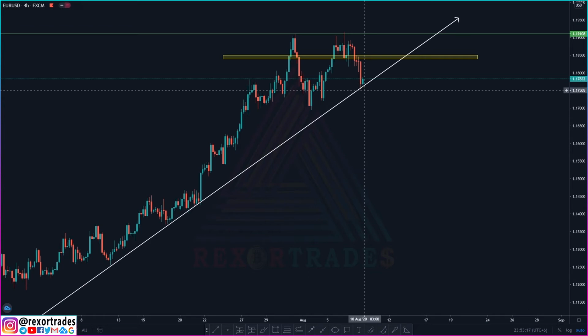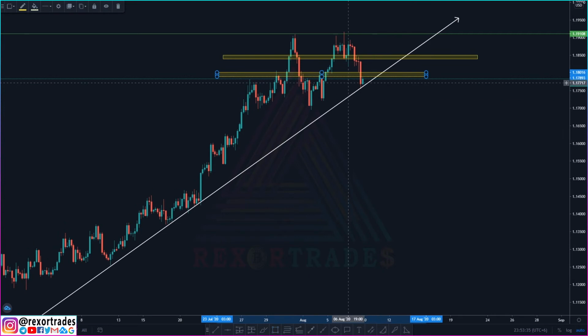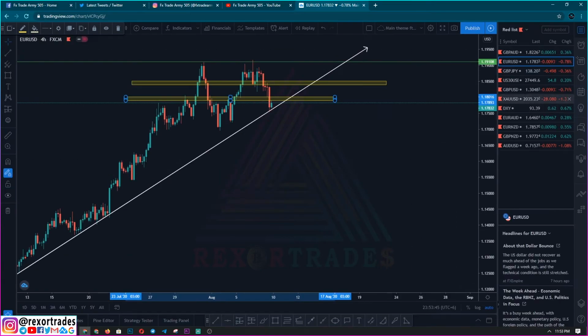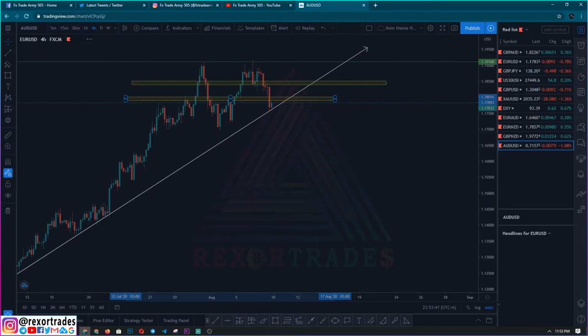So it's now probably heading for a downtrend line on a higher time frame. So if you enter here, then your stop loss probably should be above this zone right here, or if you enter here, then your stop loss should be above this zone, this key level right here. Now head back to our Aussie dollar chart.